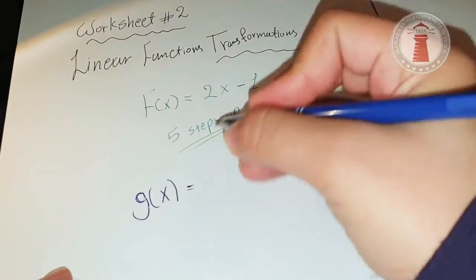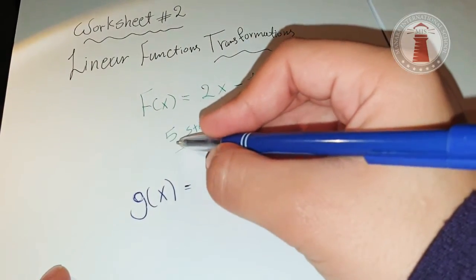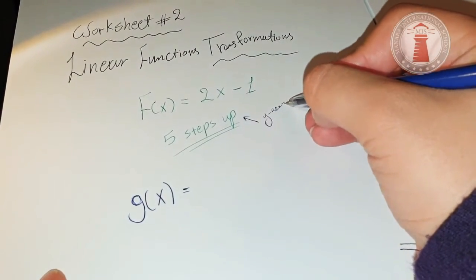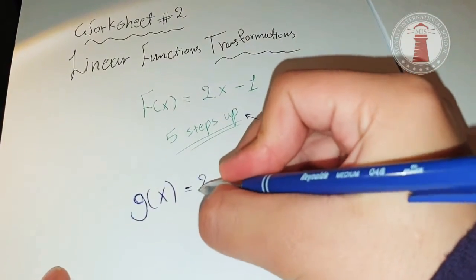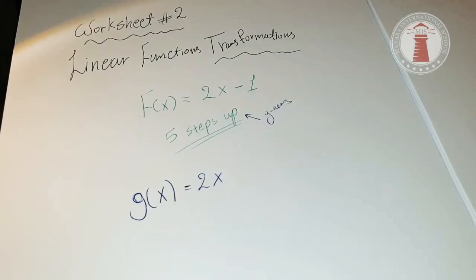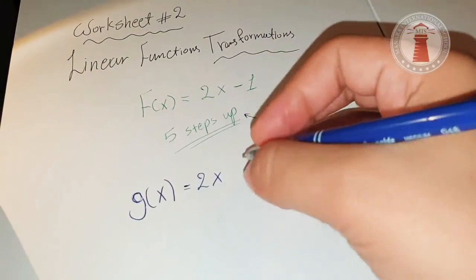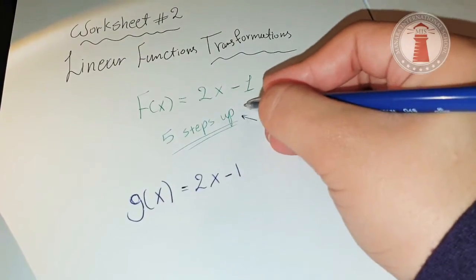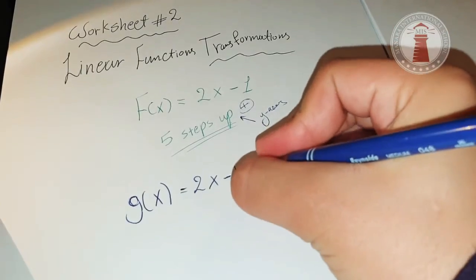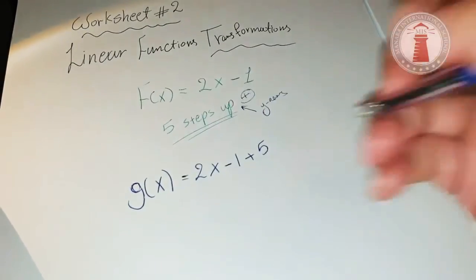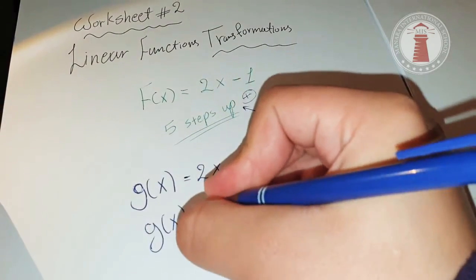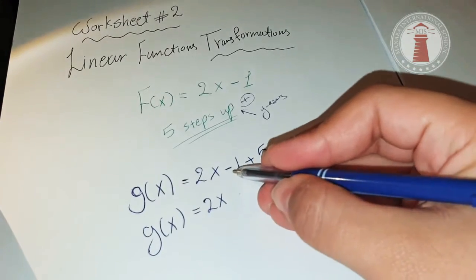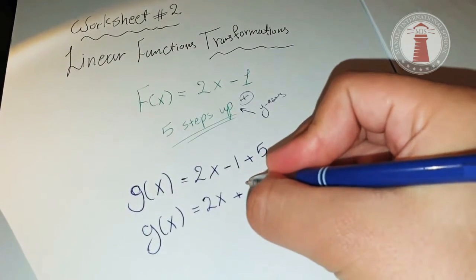Now, g of x is equal to, nothing changed on the x because we already said it's just 5 steps up, which means just on the y-axis. Okay, so here we're going to write 2x, which is still the same, it doesn't change. What changed here is the constant. Now the constant, the original one, is -1. The steps moved up, which means we're going to add. So we're going to add 5 to this equation. So it becomes g of x equals 2x, okay, 5 minus 1, which is, so here now I have -1, plus 5, which is plus 4.